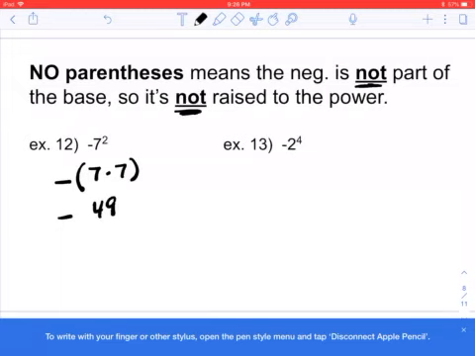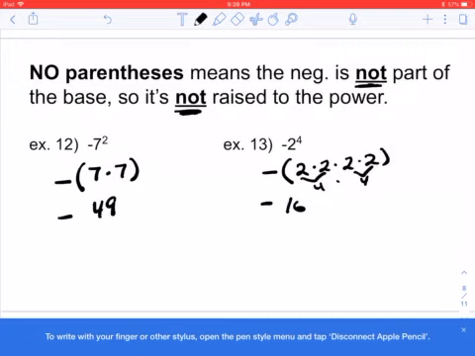This is saying give me the opposite of 2 to the 4th power, or 2 times 2 times 2 times 2. So it's automatically going to be negative. Let's see, that's 4. That's 4. 4 times 4, so it's negative 16 that comes out to. So see the difference there?